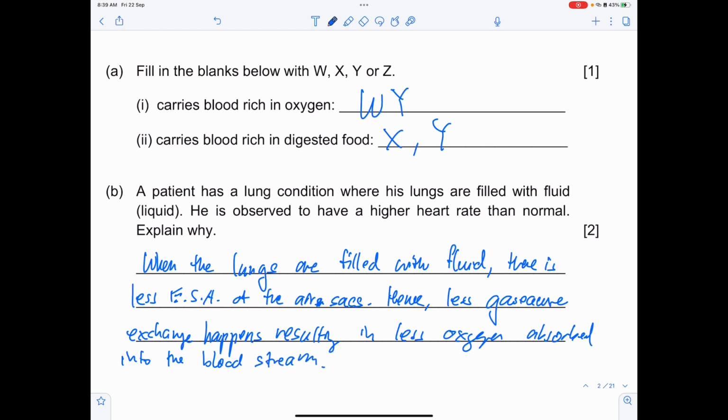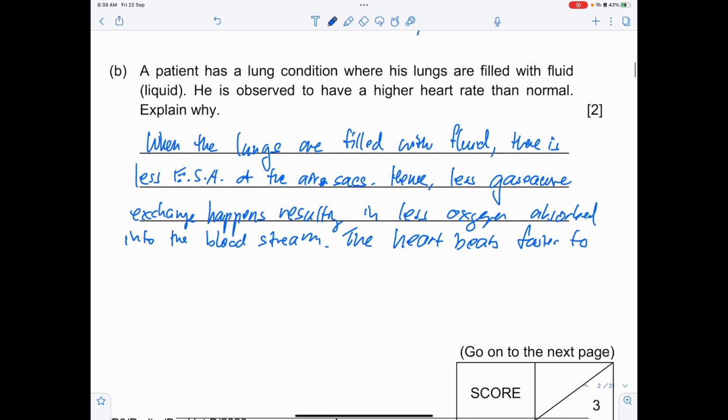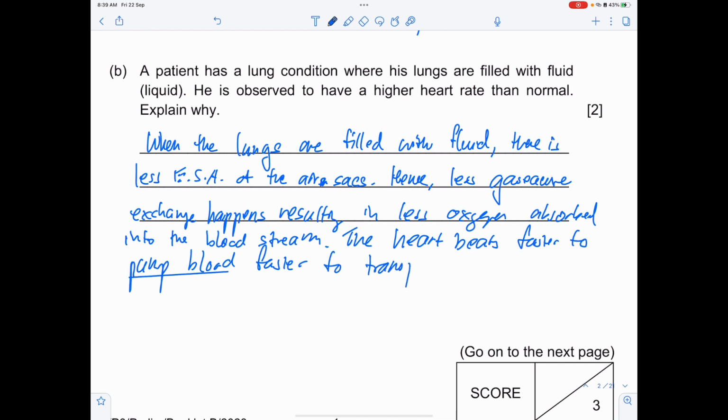Okay, the heart beats faster to pump more blood, or to pump blood faster. Pump blood faster to transport more oxygen around the body. Okay, next.